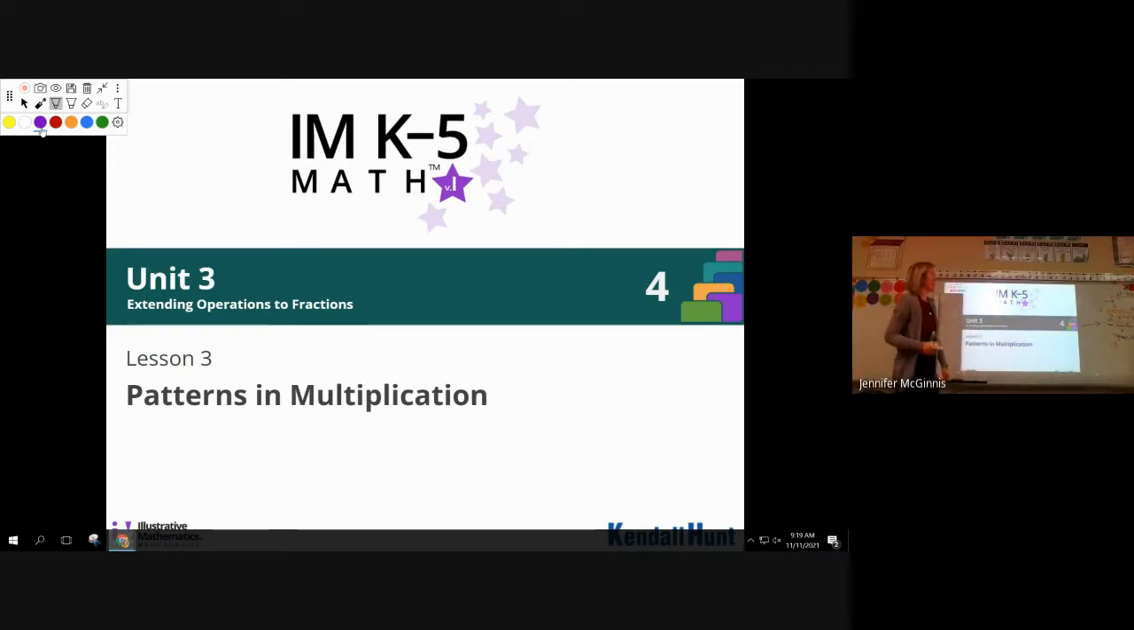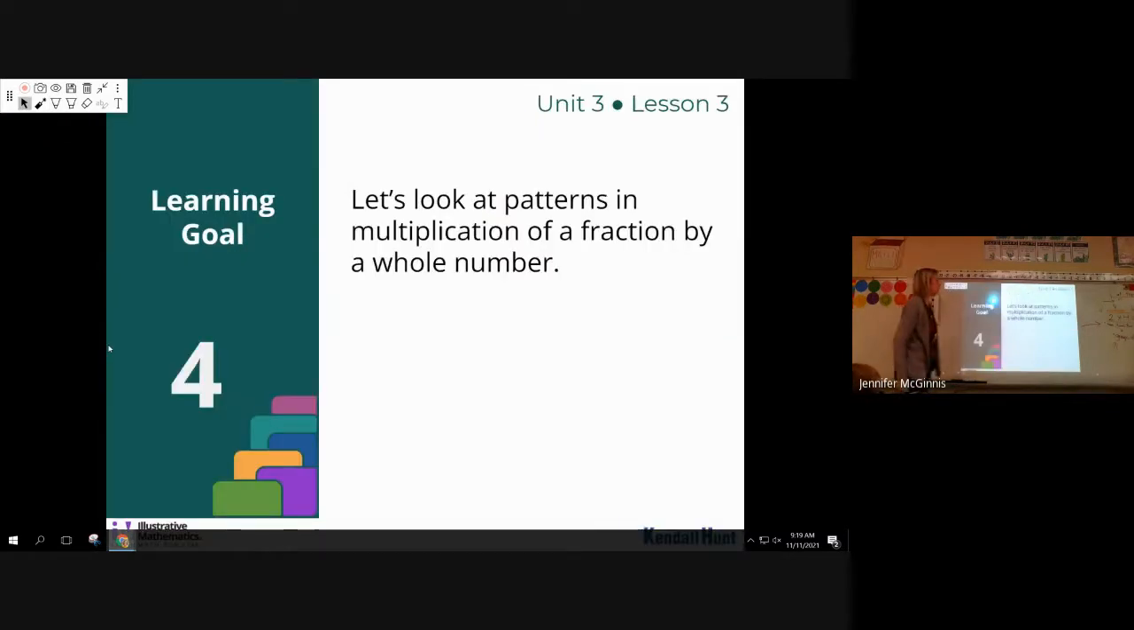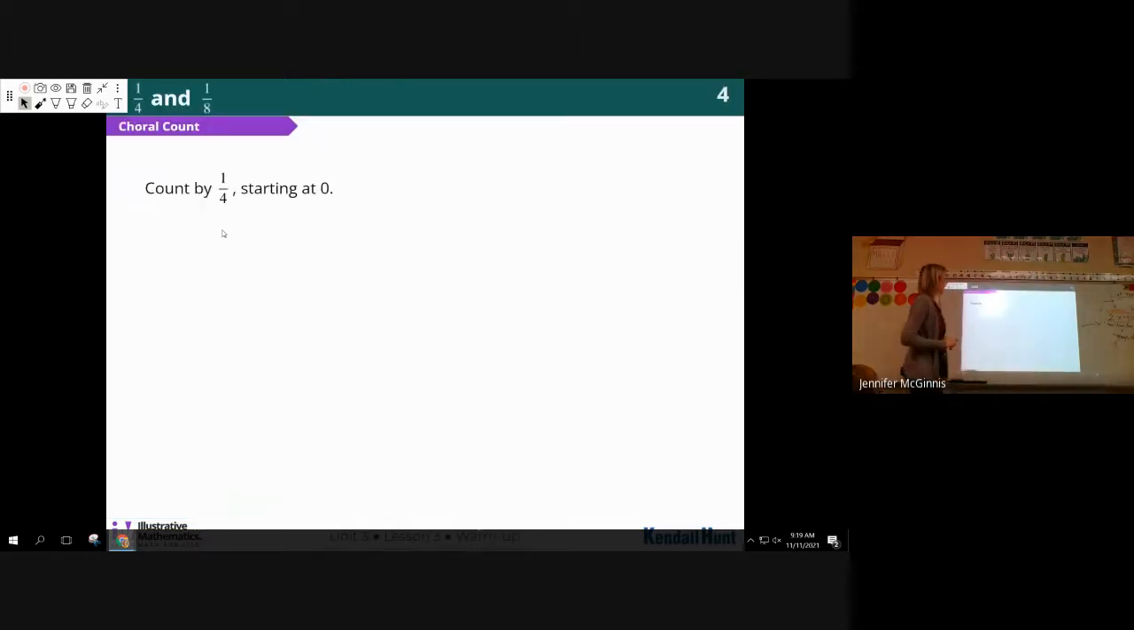Today in our Cactus Notebook, I snuck in the warm-up. So, we're talking about patterns and multiplication. Let's look at patterns and multiplication of a fraction by a whole number, shall we? Yes, we shall. Here we go. Count by 1/4 starting at 0.